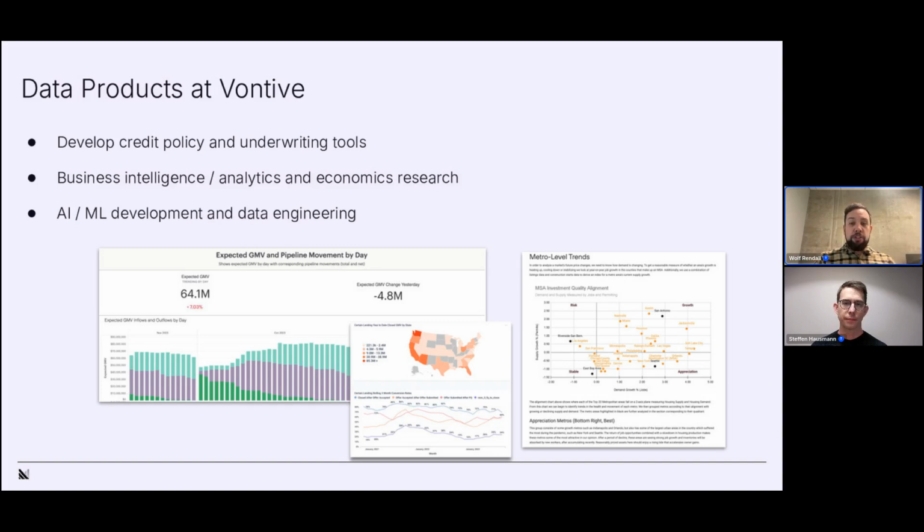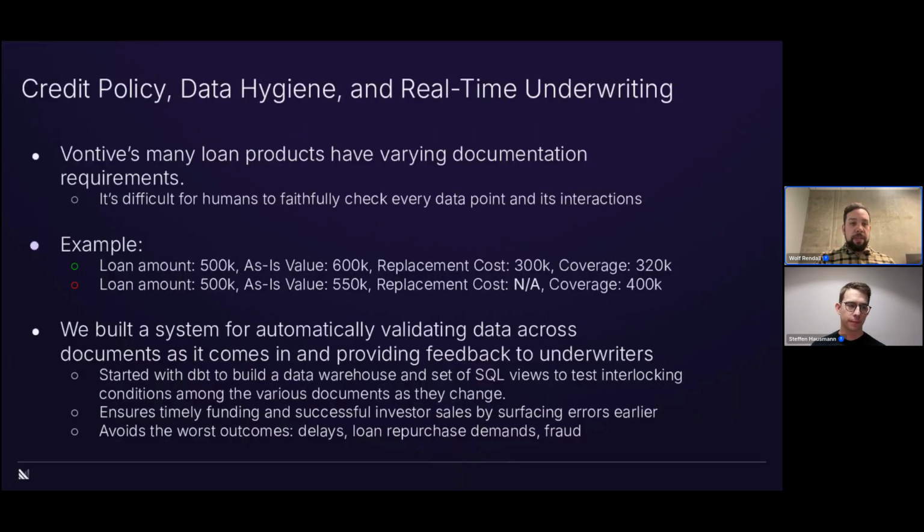And one of our major areas that we worked on is a data hygiene product here at Vontive. So I mentioned that we've got these, let's call it 28 different products. Many of them have similar requirements and eligibility guidelines, but every single one has a little bit of a different twist and a little flavor to it. And it can depend even on what documentation is being presented.